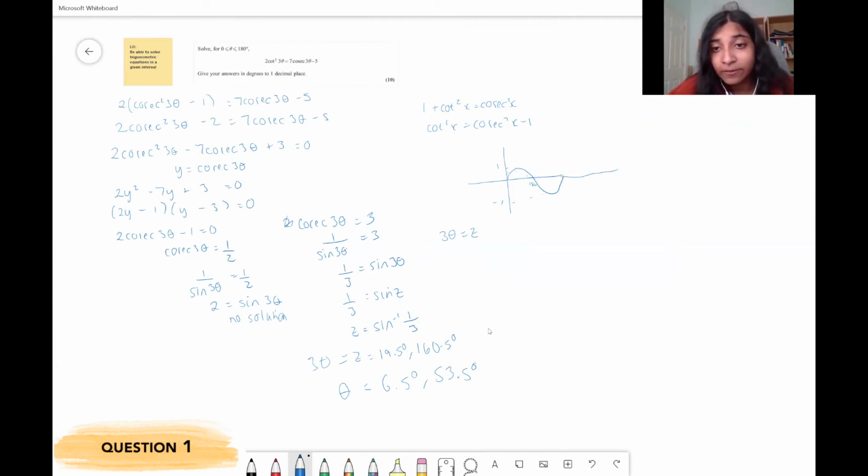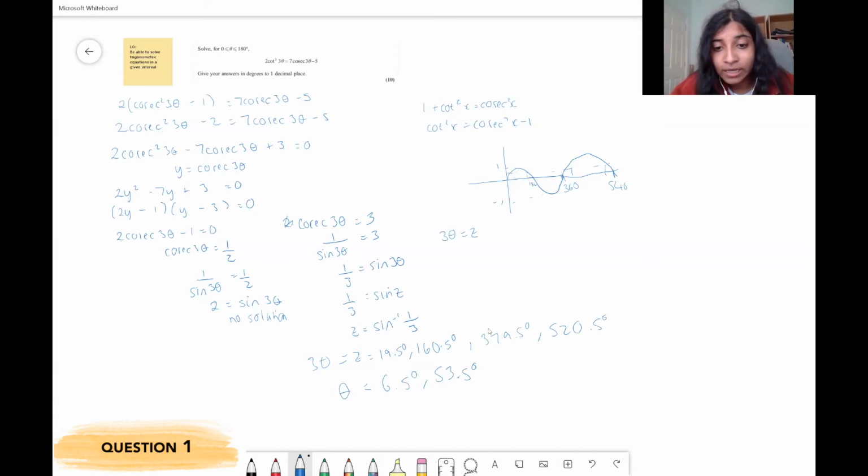There will be more. So if we continue this graph like this, let's see if there'll be more. So this crosses at 360, and this would cross at 540. So we'd have another solution for 1/3 here and here. So this was at 19.5, so the next one would just be at 360 plus 19.5. So it'd be at 379.5 degrees, and the other one would be 540 minus 19.5.